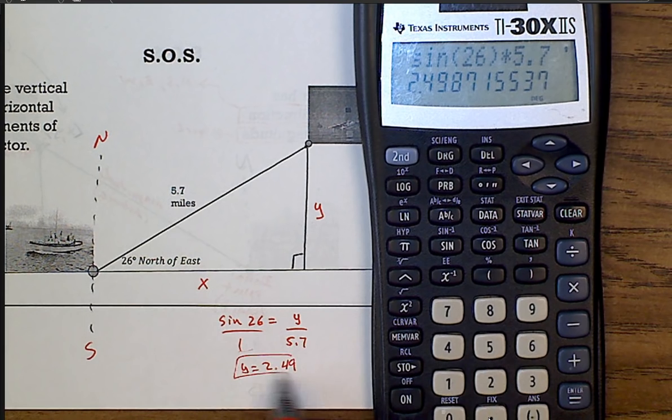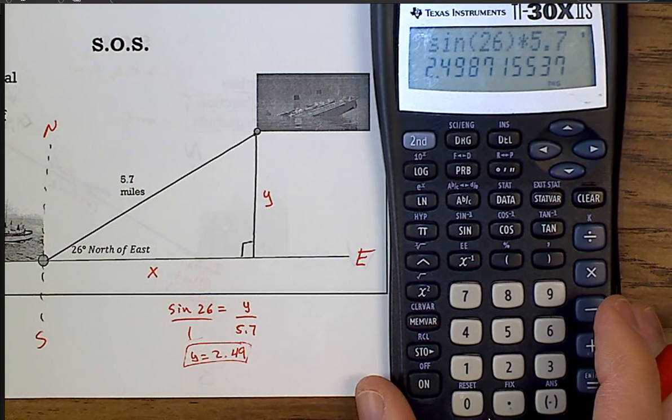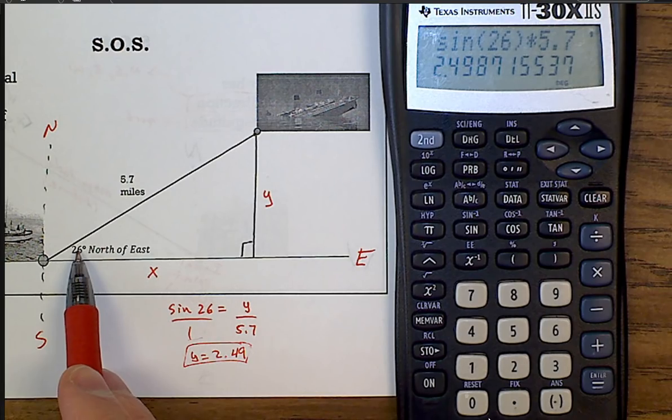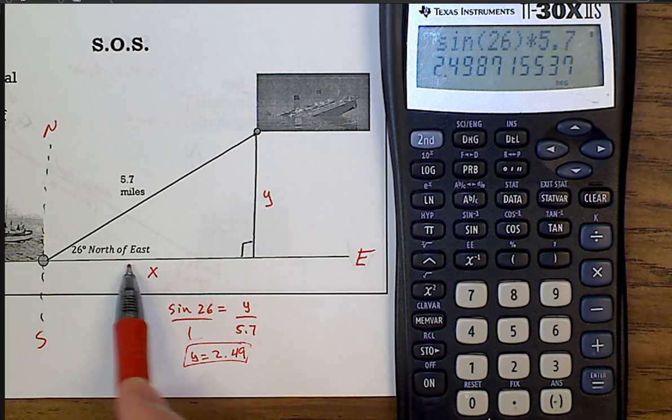Now if I want to find my x, how do I find my x? Well, here's my x, here's my angle. So x would be the adjacent side. It's touching 26. Adjacent over hypotenuse is cosine.